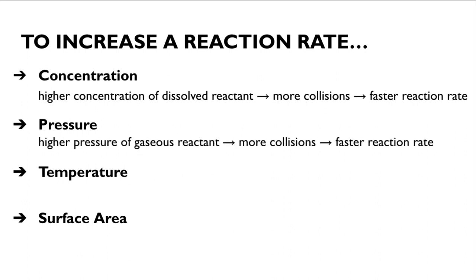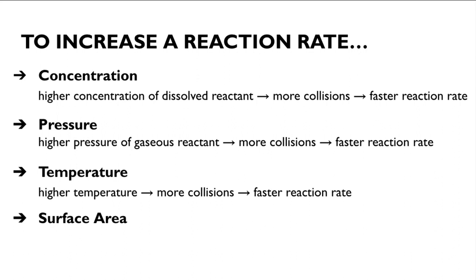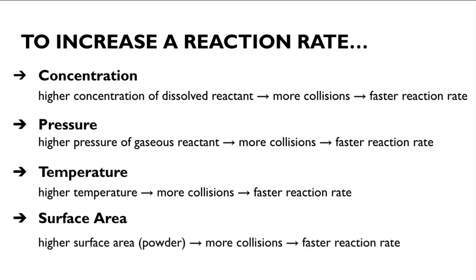If we have a gas, a higher pressure of a gas will also lead to more collisions. So if we have a gaseous reactant and the pressure is increased, that will lead to more collisions, which will lead to a faster reaction rate. If we increase the temperature in any sort of reaction, we will have more collisions, which will lead to a faster reaction rate. And if we increase the surface area of a solid, usually by grinding it into a powder or into smaller pieces, that will also allow more particles to collide with each other and lead to a faster reaction rate.